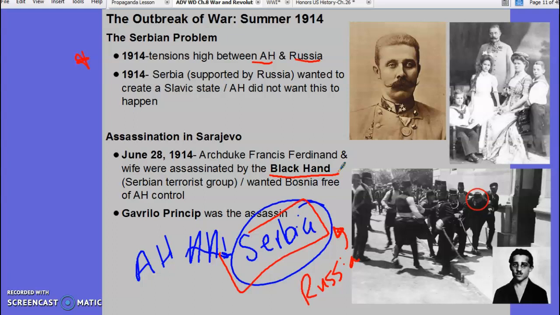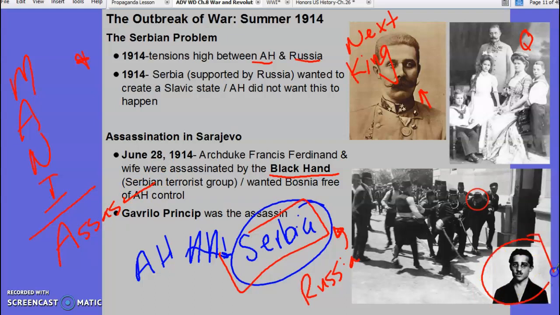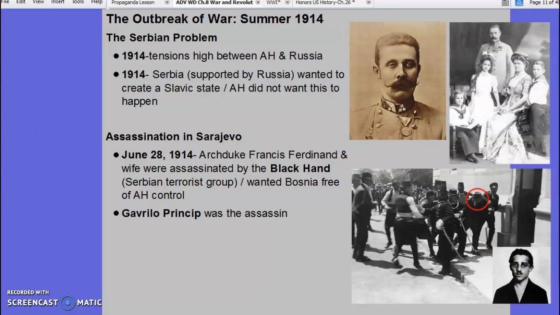In June of 1914, Archduke Franz Ferdinand, this guy right here. Archduke basically means he will be the next king. Okay, so this is the next king and the next queen. Archduke Franz Ferdinand is assassinated. That's the last A in MANIA, the assassination. He is assassinated by Gavrilo Princip, this guy, a member of the Black Hand. Why is this significant in this story? Because the Black Hand was a Serbian terrorist group.